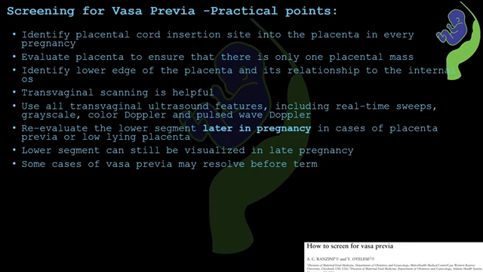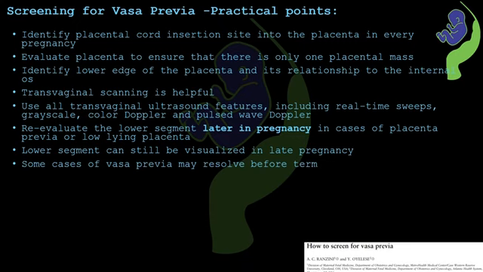Next, evaluate the placenta to ensure that there is only one placental mass. If a bilobed or succenturiate lobe is present, look for the connecting vessels and check that none of them cross the lower uterine segment. Transvaginal scan in these cases is particularly helpful, especially when the cord insertion cannot be clearly seen, when there is low-lying placenta or placenta previa, or when succenturiate lobe is suspected.